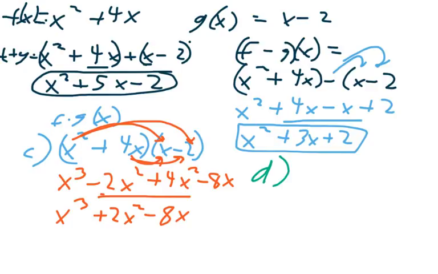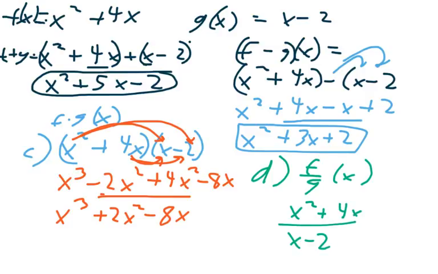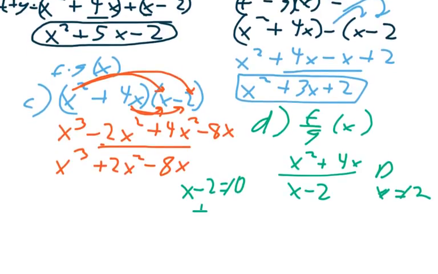And for letter D, when we do f divided by g of x, we're just going to put x squared plus 4x over x minus 2, and I'm going to put a domain on here that x cannot be equal to 2, because if x is equal to 2, then the bottom is equal to 0. So normally I say x minus 2 can't be equal to 0. Then I add 2 to both sides, and x cannot be equal to 2.